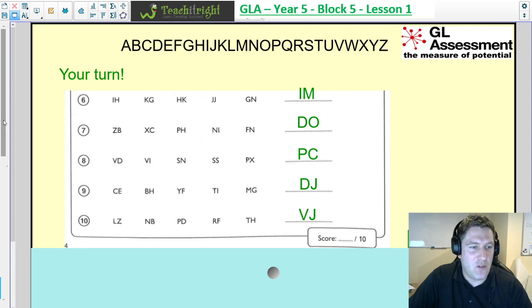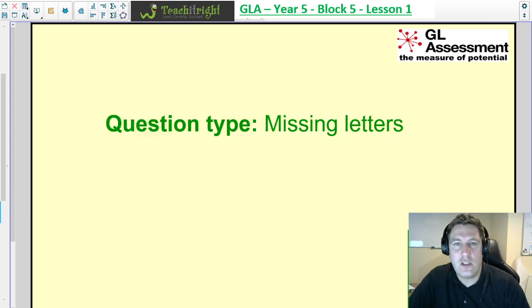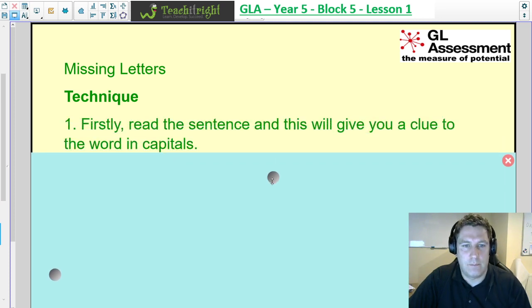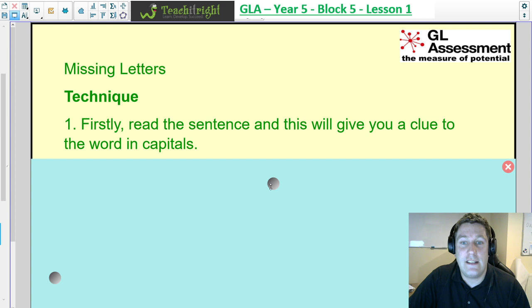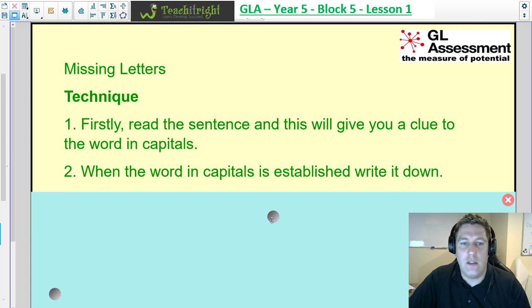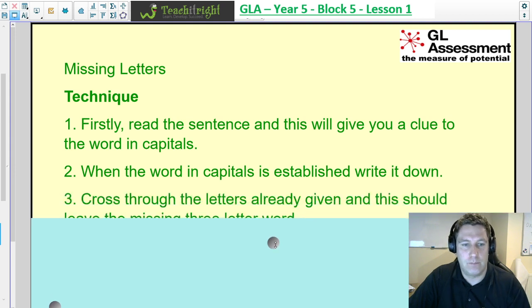Brilliant. Let's move on now, and we're going to have a look at our second question type. And this is called missing letters. These missing letters can also be called hidden 3-letter word. And the technique that we need to apply. Firstly, read the sentence, and this will give you a clue to the word in capitals. When the word in capitals is established, we'd ask you to write it down. So write down that word, spell it out.